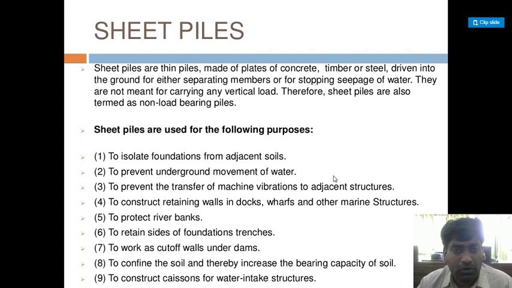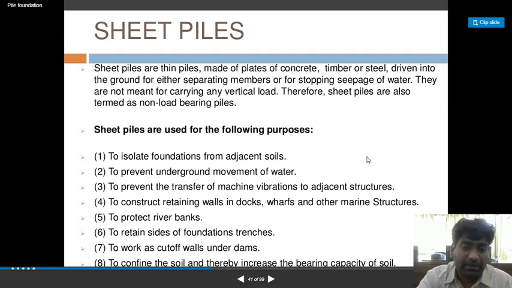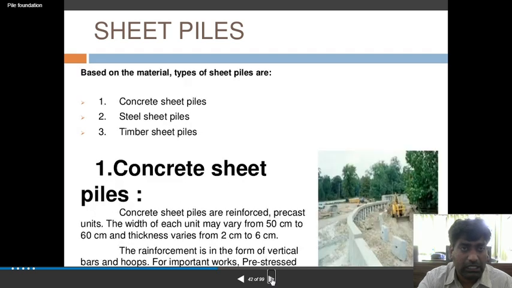Sheet piles are used for the following purposes: to isolate foundation from adjacent soil, to prevent underground movement of the water, to prevent the transfer of machine vibration to adjacent structures, to construct retaining walls in docks, wharves and other marine structures, to protect river banks, to retain sides of the foundation trenches, to work as cut-off walls under the dam, to confine the soil and thereby increase the bearing capacity of the soil.